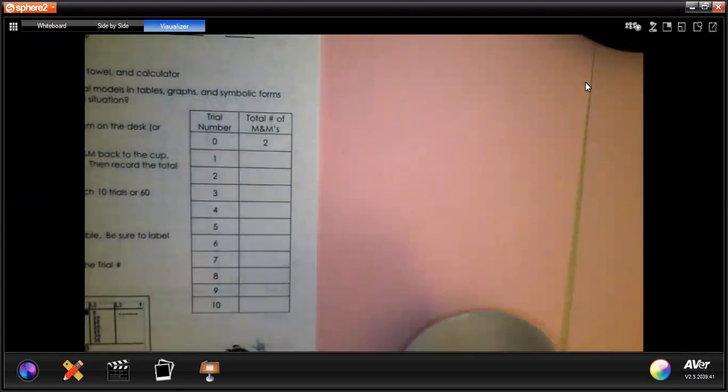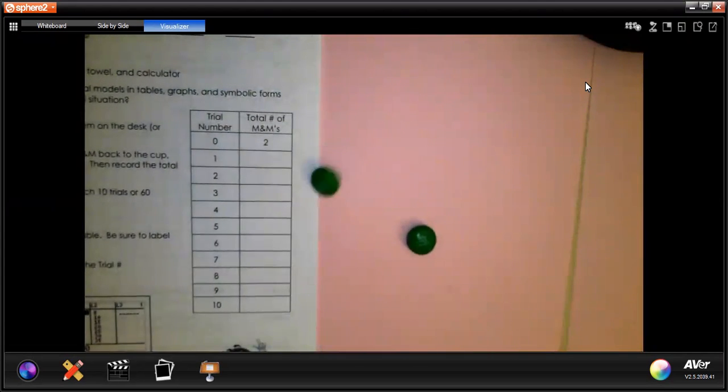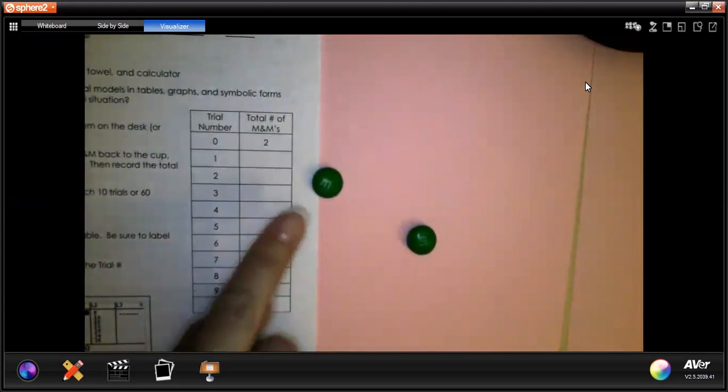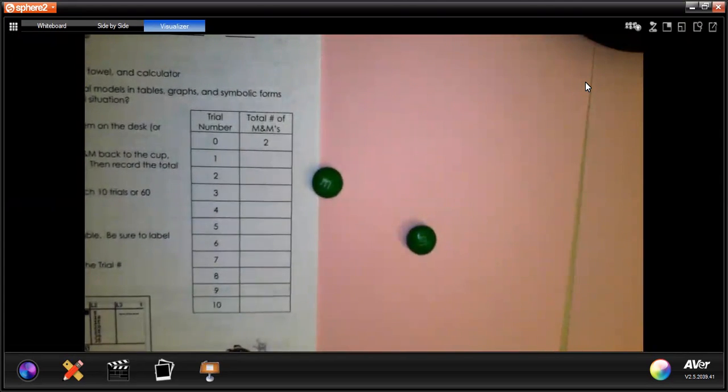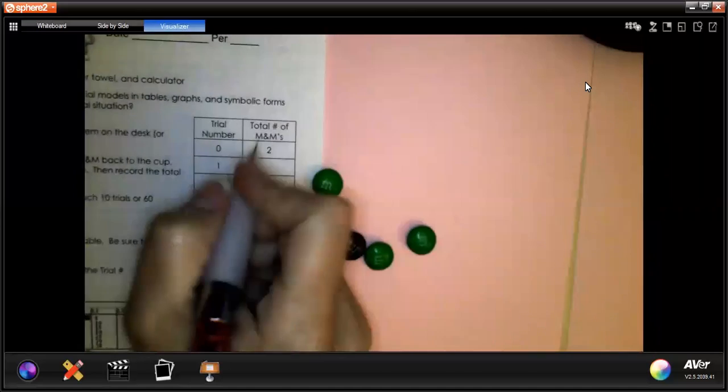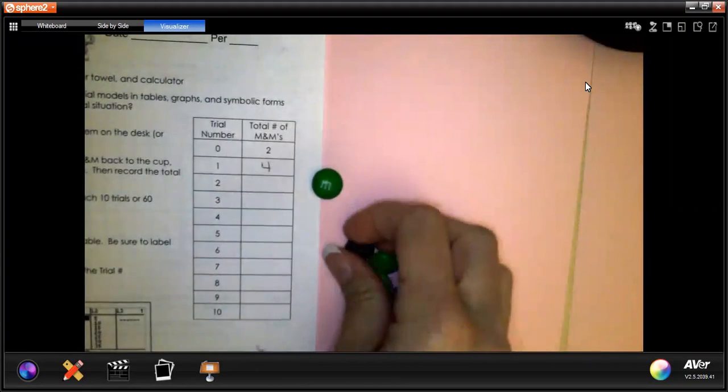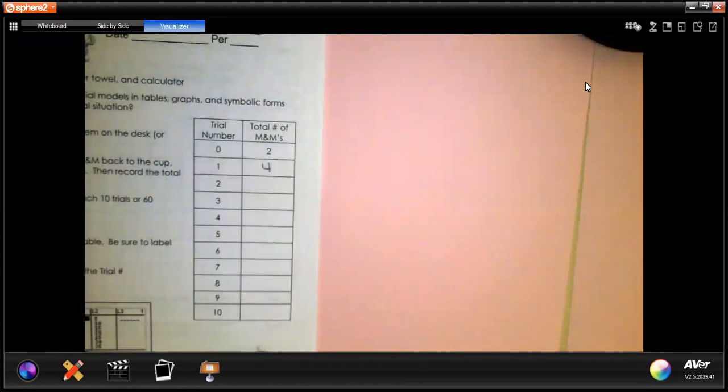I am going to roll these 2 M&Ms here, and we're going to look at how many come up with the M on top. Both of these came up with the M on top, so then we are going to add 2 now, 1 for each M. So now on our first trial, we are going to have 4 M&Ms. And so I'm going to take those 4 M&Ms and put them in the cup.